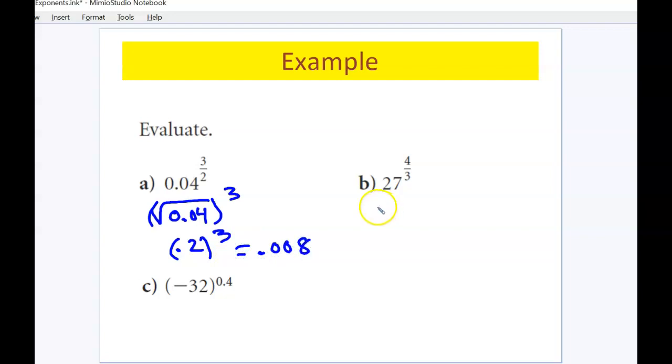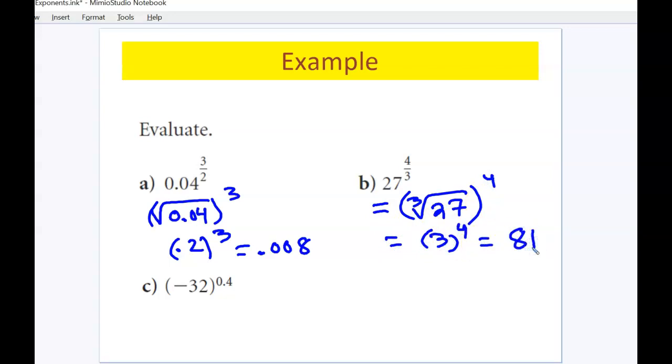Question B, again, first thing I do is convert to radical form. So this is going to be the cube root of 27 all to the 4th power. The cube root of 27 is 3 to the 4th power, and 3 to the 4th power is 81.